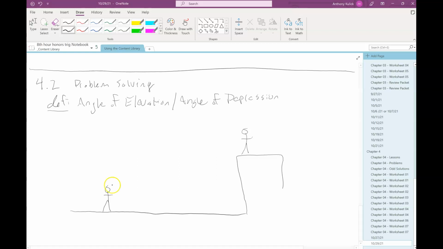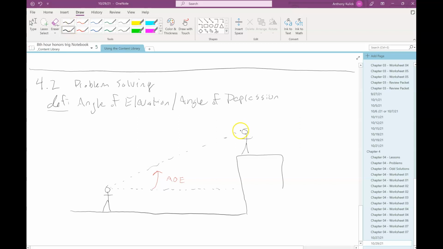Okay, the person on the ground, let's say they naturally are just heading in a neutral position with their eyes forward. And then they raise their head up a little bit to look at the person up on the elevated position there. We call this our angle of elevation. I'm just going to abbreviate that AOE. Everybody cool with that?